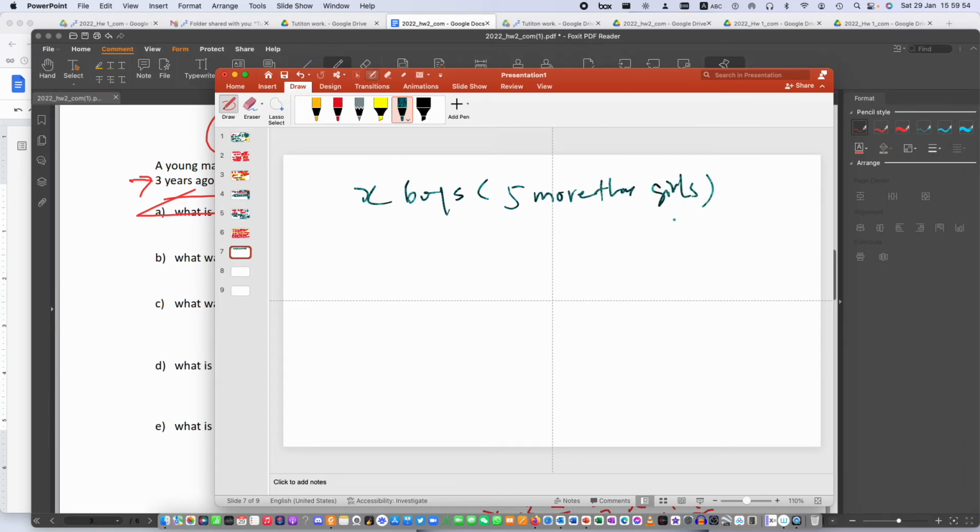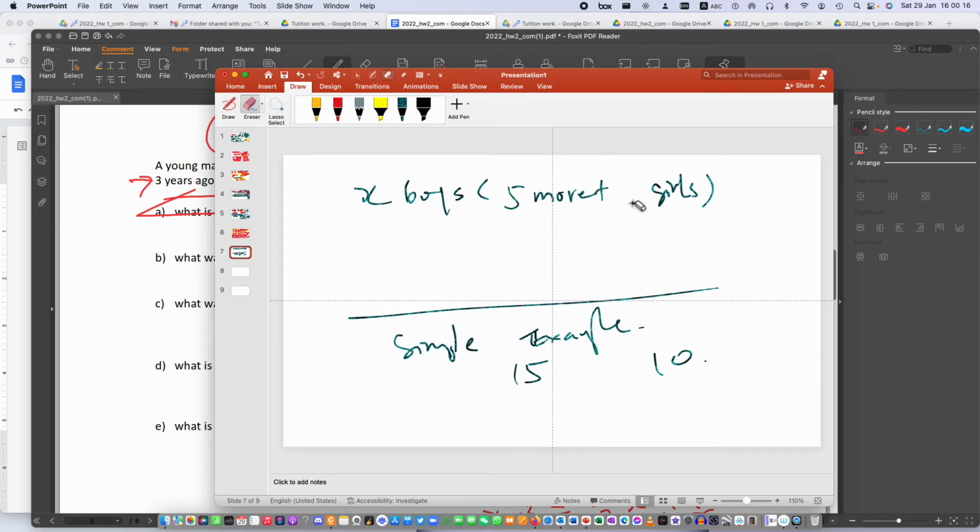right? So I know that the difference is 5. So I give myself a simple example. So boys 5 more than girls. So the difference, like you say, is 15 and 10. So now I have to decide, boys more or girls more? Boys more or girls more in this case? Boys more. Boys is more, right? So definitely this is boy, this is girl, right?